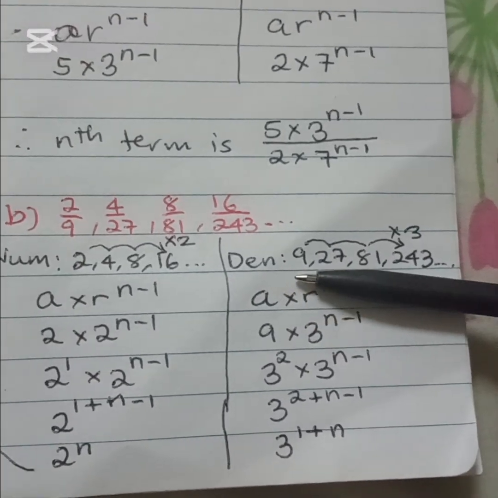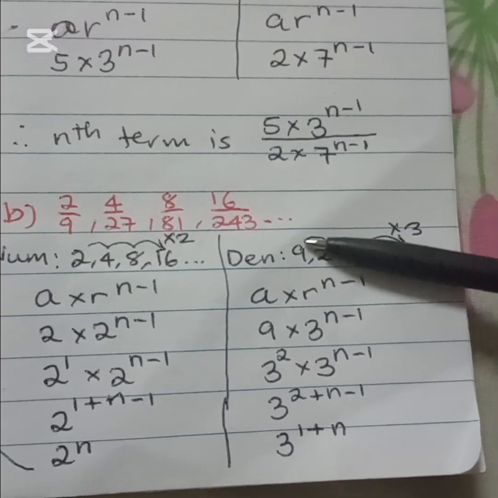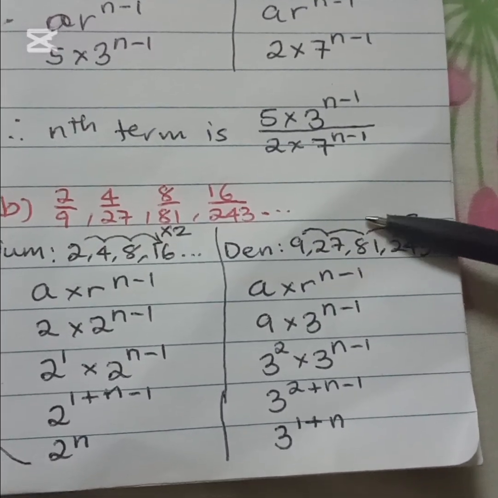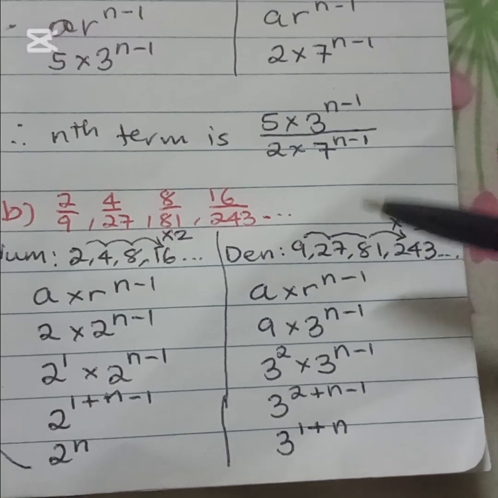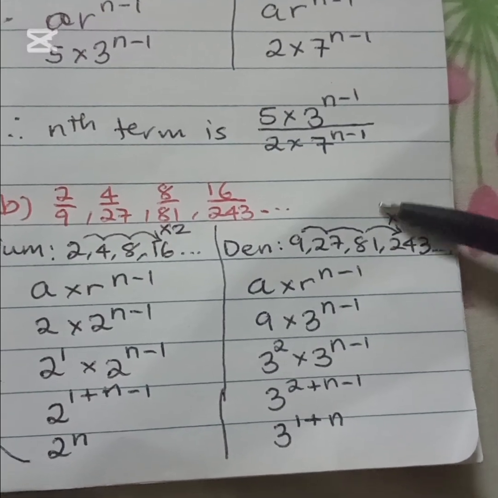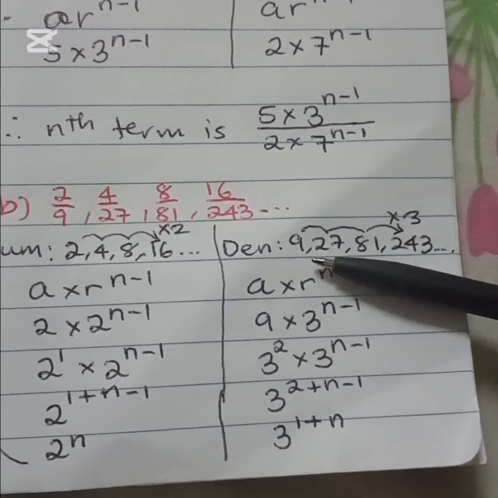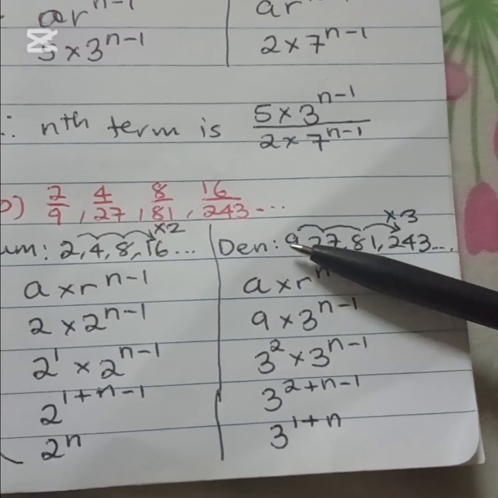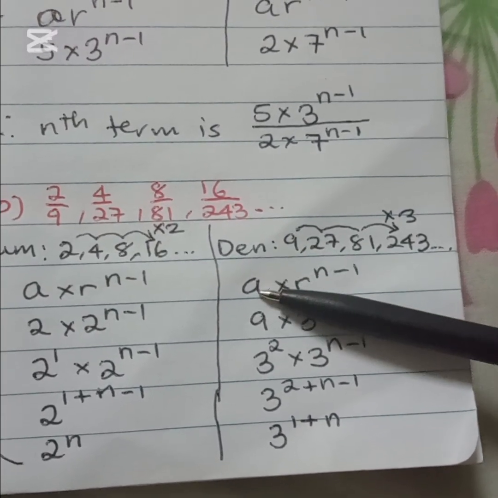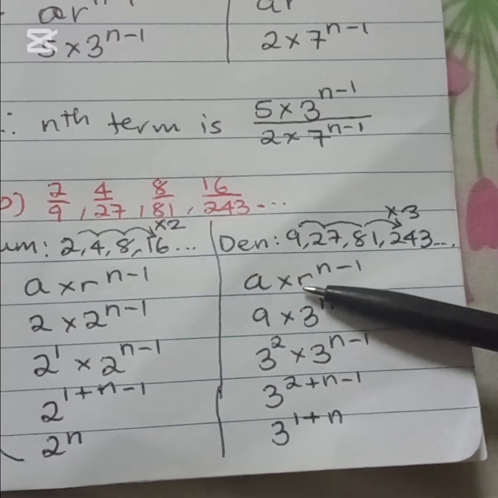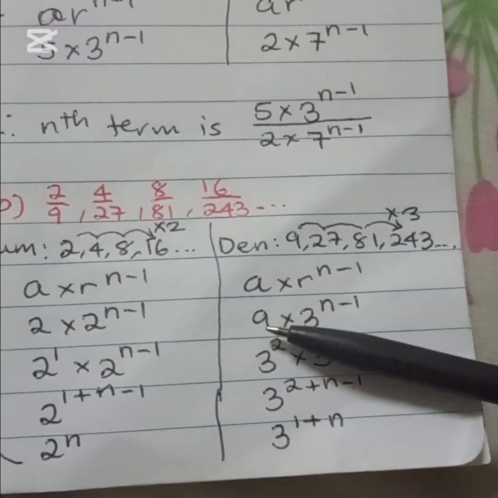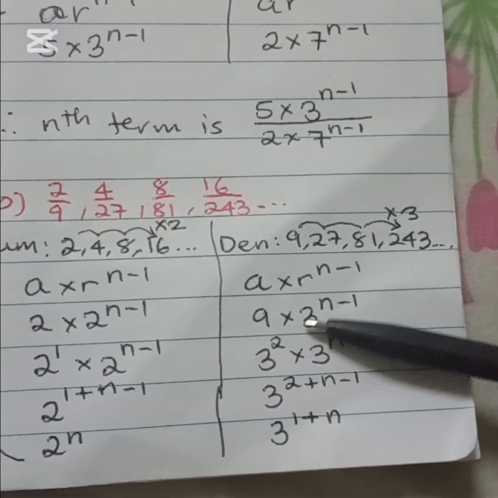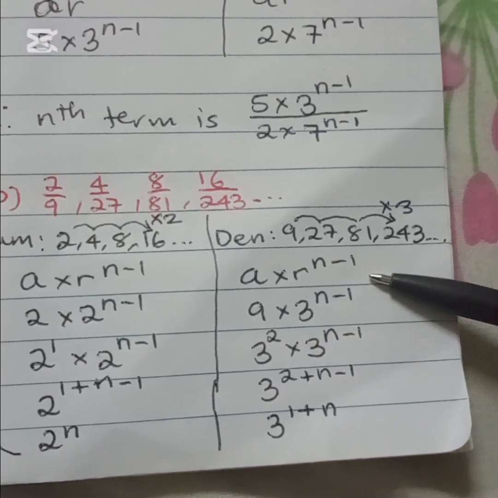For the denominators, from 9 to 27 we multiply by 3, from 27 to 81 by 3, so our common multiplier is times 3, and our first term is 9. So substitute a for 9 and r for 3. Our rule looks like this: 9 times 3 to the power n minus 1.